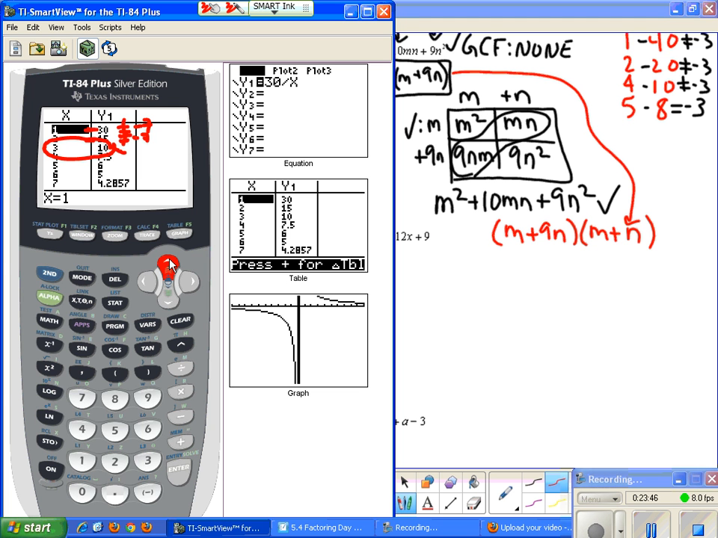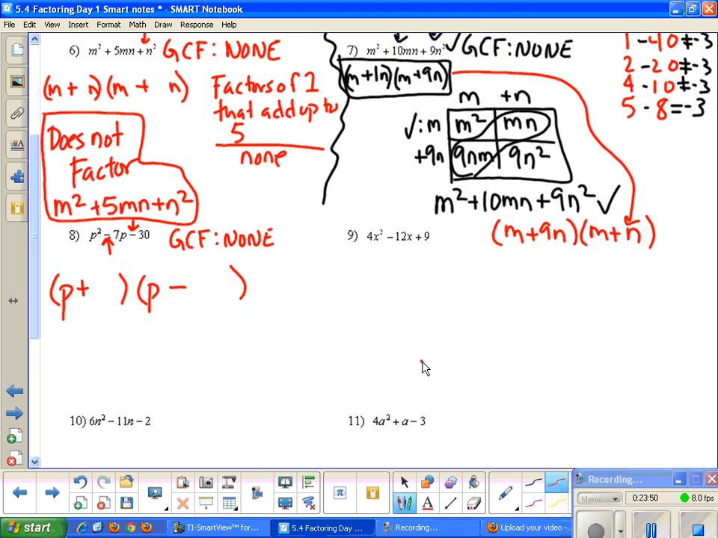and 3 minus 10 gives me -7. So factors of 30 that add up to -7. So when I go back to my paper here, that means that my larger number is negative, the smaller number is positive. So p plus 3, and then p minus 10. And so that would be my answer. And of course, I could check it by foiling this out or by boxing it out. Now let's go ahead and look at number 9.